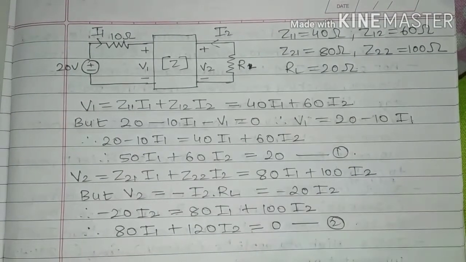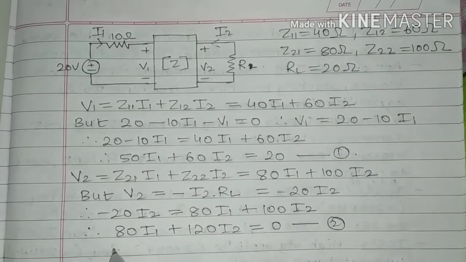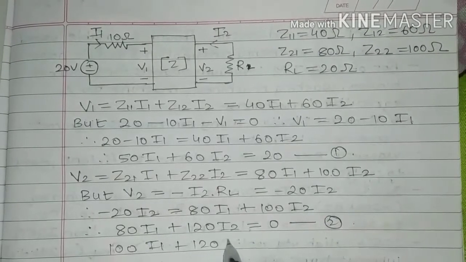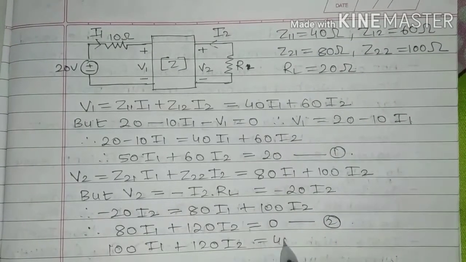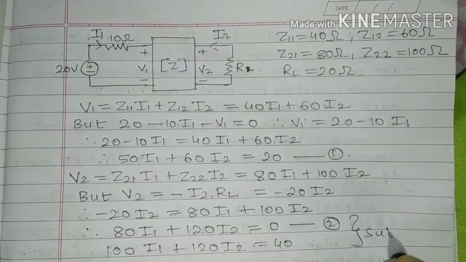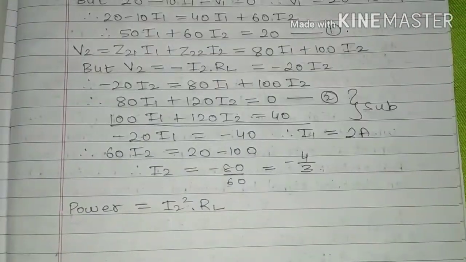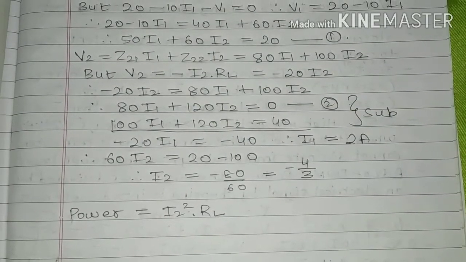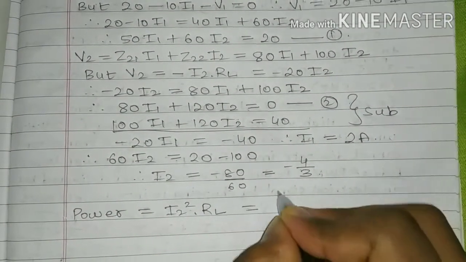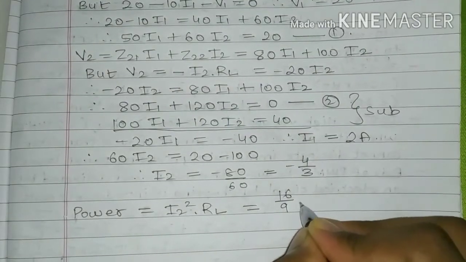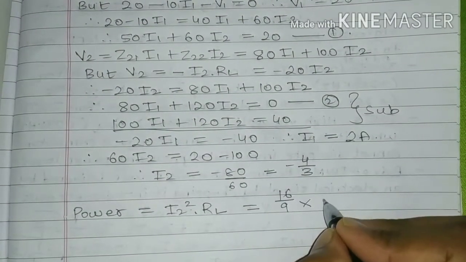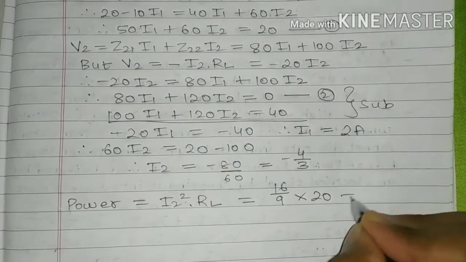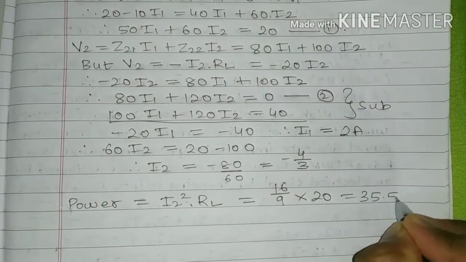Multiplying equation 1 with 2, we get 100 I1 plus 120 I2 is equal to 40. Now on subtracting this equation, we get I1 is equal to 2 ampere and I2 is equal to minus 4 by 3. So power is equal to I2 square into RL, which is equal to 16 upon 9 into RL, which is 20 ohms. And this turns out to be 35.55 watts.